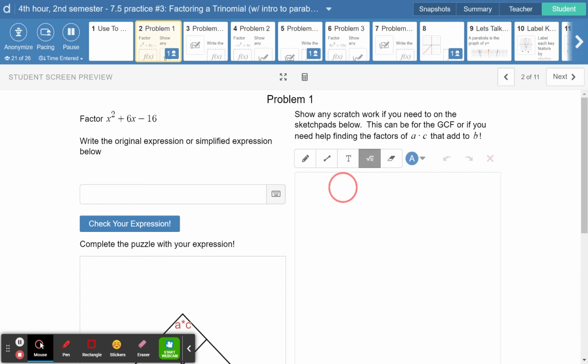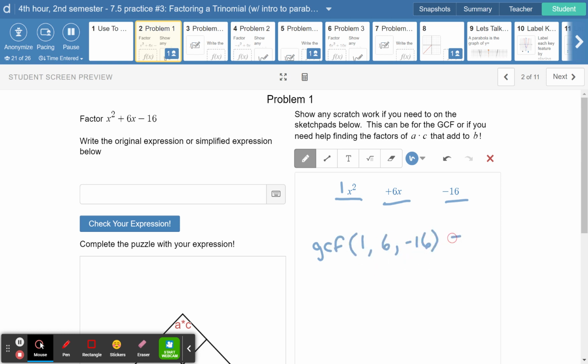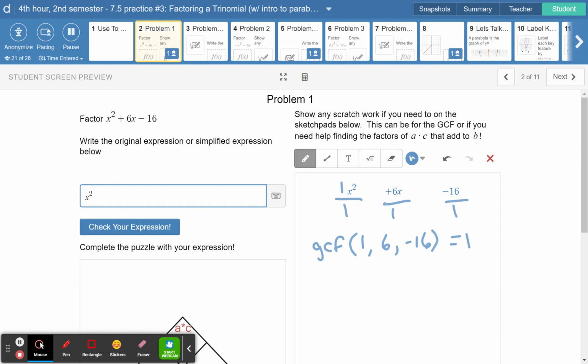Alright, so the first thing we want to do always is see if there is a GCF greater than 1. Anything, or honestly, any term that is other than 1. So if you put this into the calculator in slide 1, and you put GCF of 1, 6, and negative 16, you're going to get a 1. Now, you don't need to divide a 1 because it's not going to change the trinomial. So since it's not going to change the trinomial, we just write the original one.